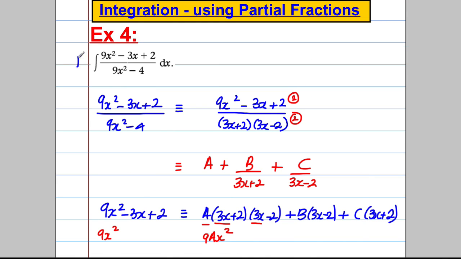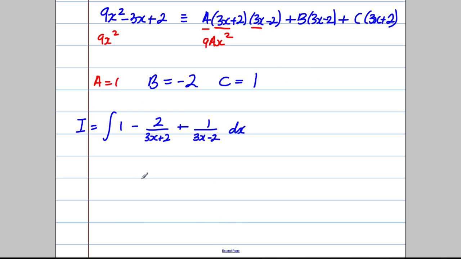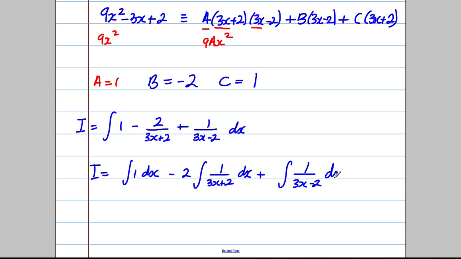Okay, so you could rewrite this integral that you've asked to integrate, so I'm going to call that integral I. You could rewrite this integral as the integral of A was 1, so 1, subtract 2 over 3x add 2, plus 1 over 3x subtract 2 with respect to x. So writing it in partial fractions, you would get that there. Okay, and then you could break this up, so the integral could be written as the integral of 1 with respect to x, subtract 2, the integral of 1 over 3x add 2 with respect to x, add the integral of 1 over 3x subtract 2 with respect to x.